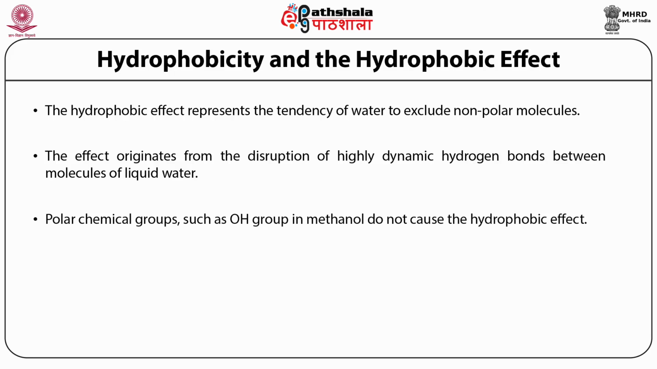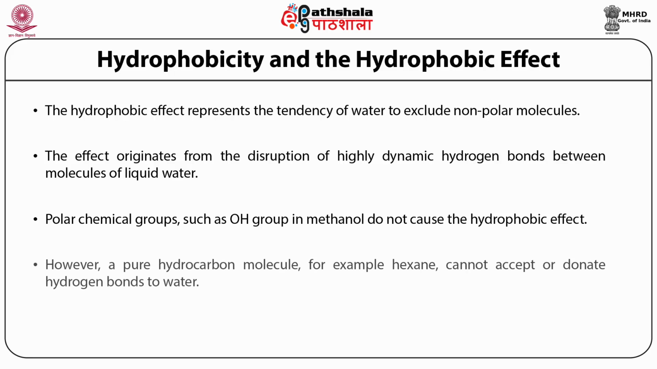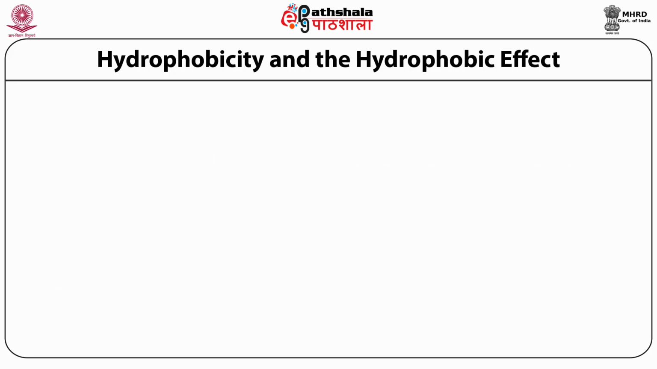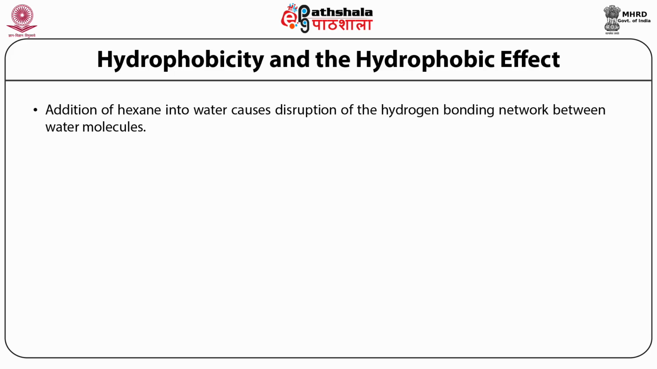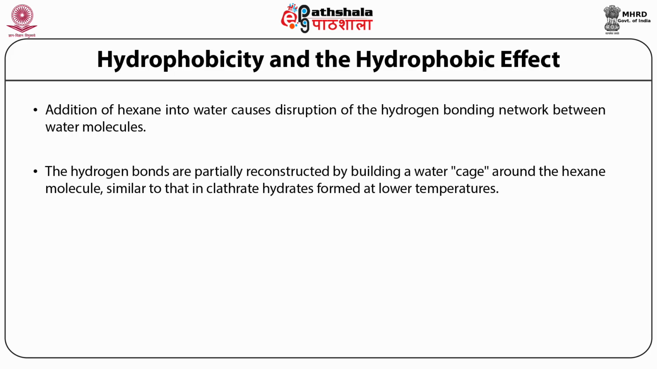Polar groups such as the hydroxyl group in methanol do not cause the hydrophobic effect. However, a pure hydrocarbon molecule such as hexane cannot accept or donate hydrogen bonds to water. So addition of hexane into water disrupts the hydrogen bond network between the water molecules, and the hydrogen bonds are partially reconstructed by building a water cage around the hexane molecule, similar to that in clathrate hydrate formed at lower temperature. You can compare this case with that of clathrate.